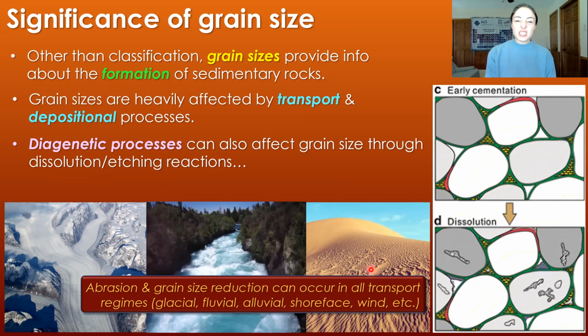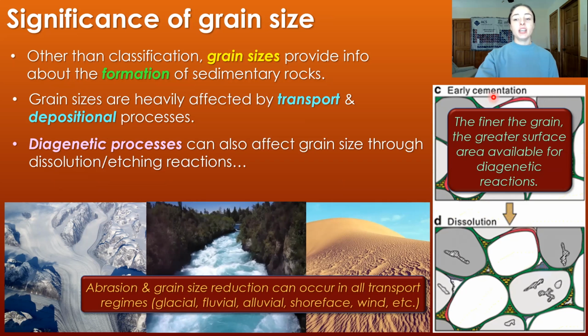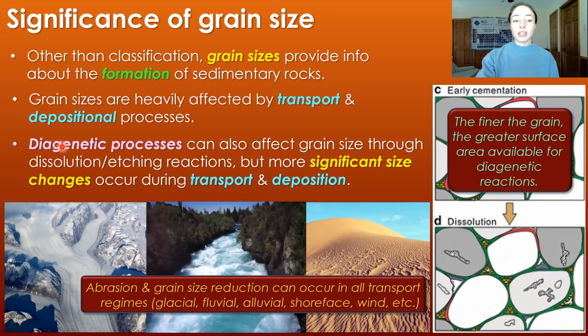But transport and physical processes aren't the only processes that affect grain sizes. Diagenetic processes can also affect grain size through dissolution and etching. And actually, the finer the grain, the greater the possibility of diagenetic dissolution and further reduction of grain size, because fine grains have greater surface area available for these diagenetic reactions to occur in the pore spaces that contain water and are in contact with those grains. But even with these diagenetic processes, the more significant size changes occur during transport and deposition. So grain size is still very diagnostic of its transport history and depositional environment.